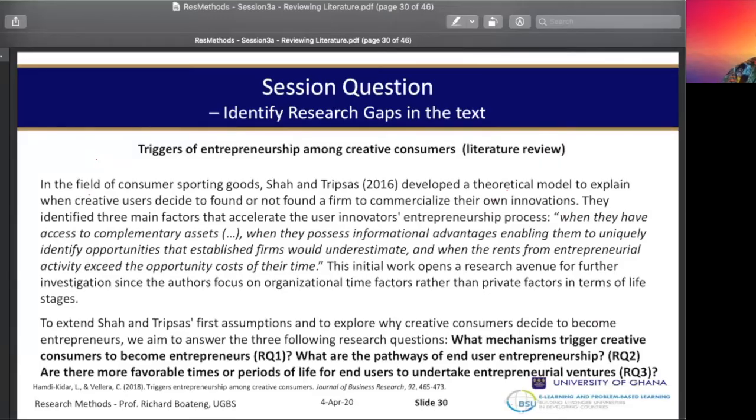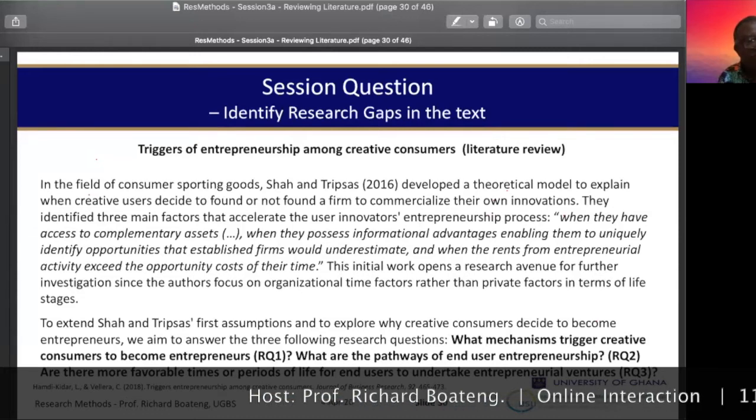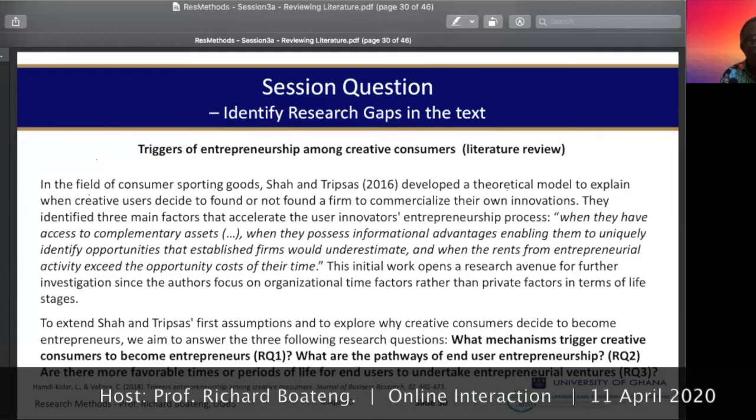Number three, when the rents of the entrepreneurial activity exceed the opportunity cost of their time. That is, when they realize that the rents, the benefits, or the potential value of investing time in exploring this endeavor will be more advantageous to them than if they put their time in any other effort. So that's what I was saying. These are the three reasons that influence the choice of becoming a consumer entrepreneur.